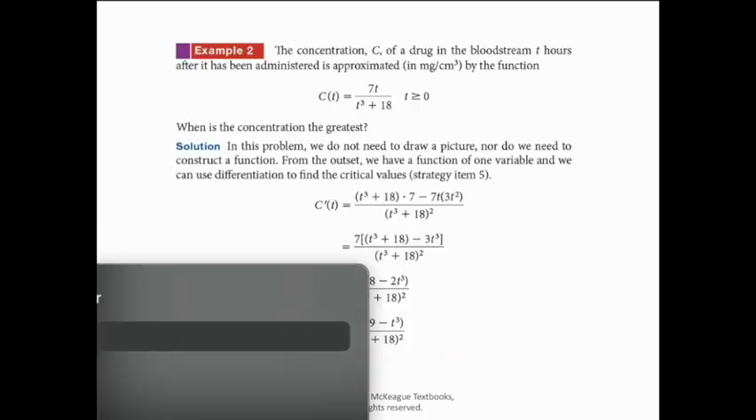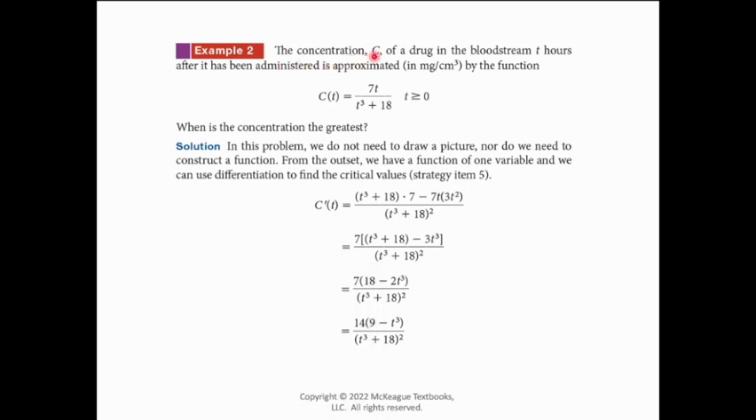Let's look at our second example. We have the concentration, C, of a drug in the bloodstream t hours after it's been administered, approximated by the function below, and the concentration is given in milligrams per centimeter cubed. So here's our formula for concentration, and t represents the number of hours, and we have 7t over t to the third plus 18. And we're only going to be looking at this when t is greater than or equal to 0, because it doesn't make sense to talk about negative time.